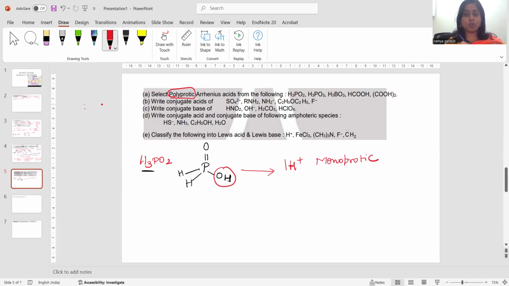Let us take up the case of oxalic acid, COOH twice. The moment you see it, oxalic acid, COOH, it has two OH groups here. Therefore, 2 H plus can be released. Yes, it is polyprotic in nature.